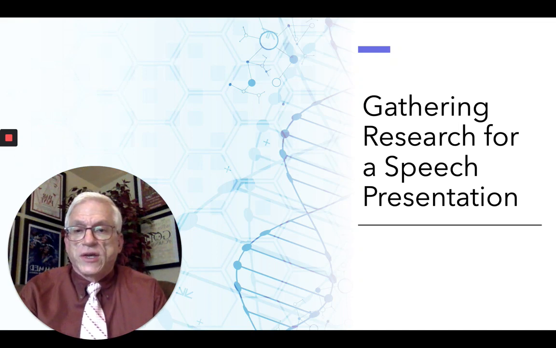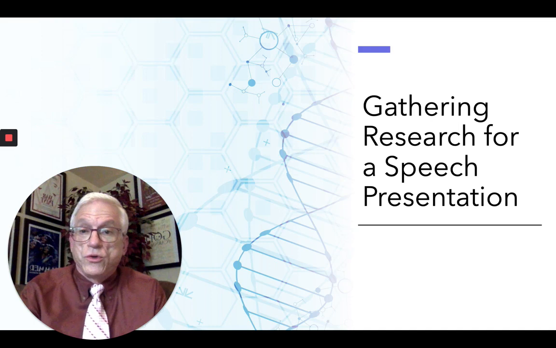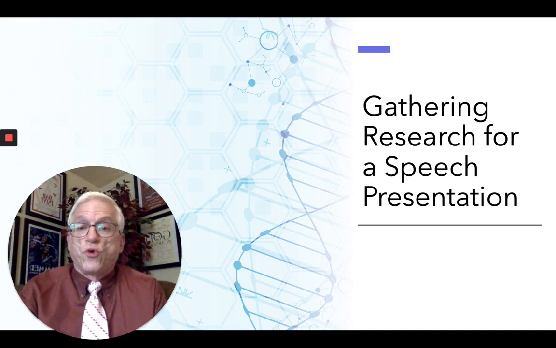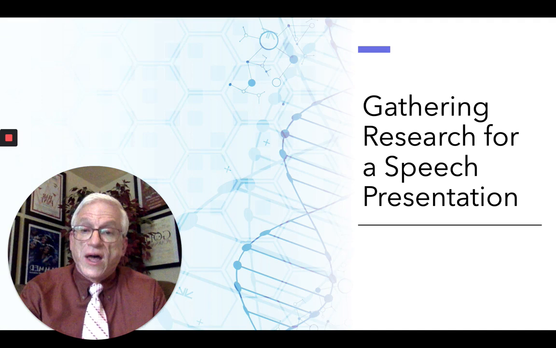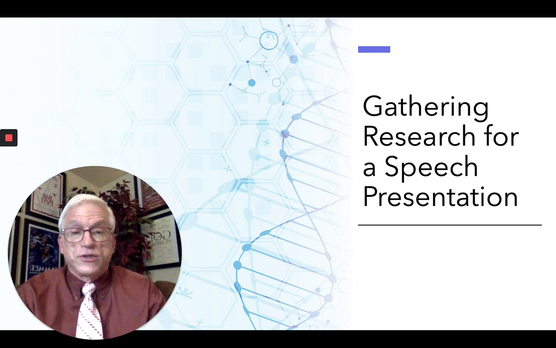If you've read the assignment sheet for speech number 2, you know that there are a minimum of 4 credible sources that are going to be required for this speech. When you get to speech 3, which is the persuasive speech, there will be a minimum of 5 sources. So it's important that we learn and understand what is a credible source and how do we gather that information.